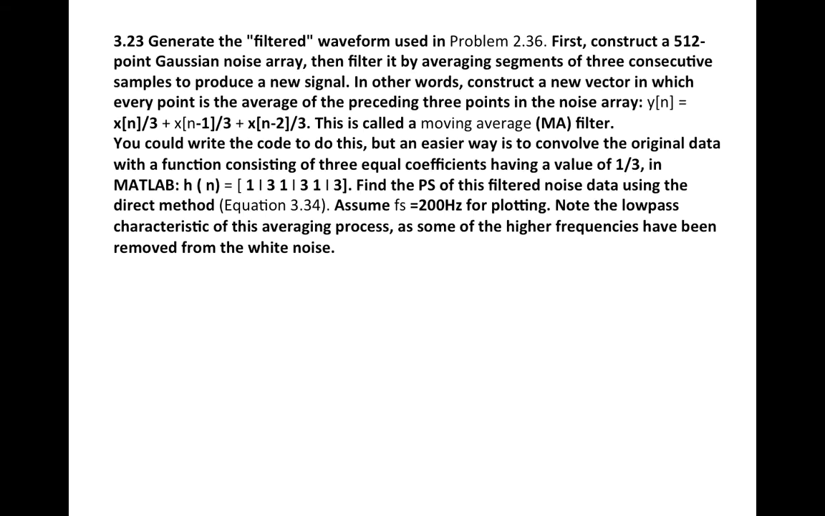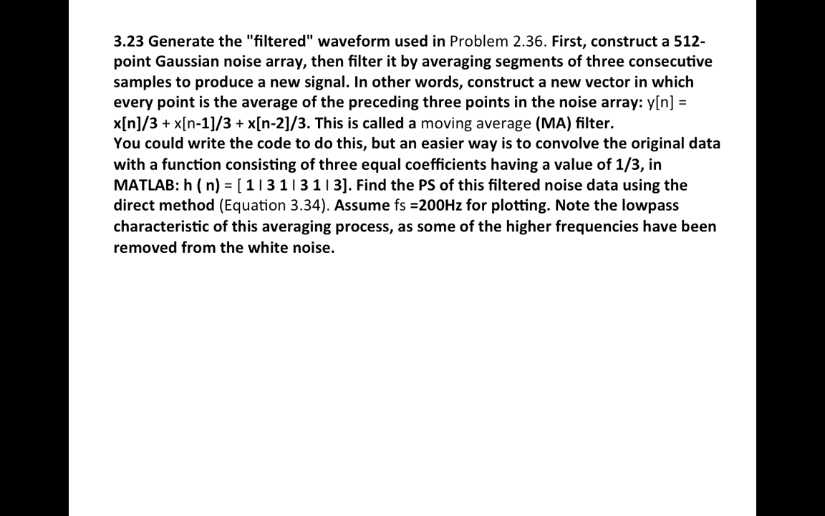First, I want to look at an example where we're just going to generate a waveform. This is a filtered waveform that consisted, I believe, of two sinusoids that were filtered along with some noise. So we construct, actually, it's just filtered noise looks like. So we construct a 512 point Gaussian noise array. And then we're going to filter it by averaging segments of 3 consecutive samples to produce a new signal. And what we would expect is that this would basically have a filtering effect.